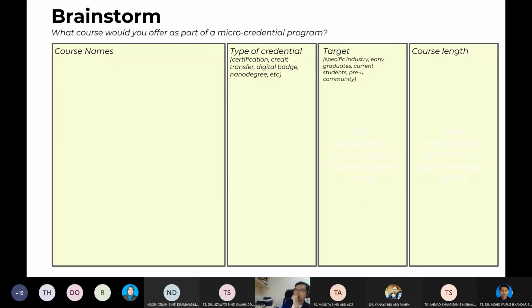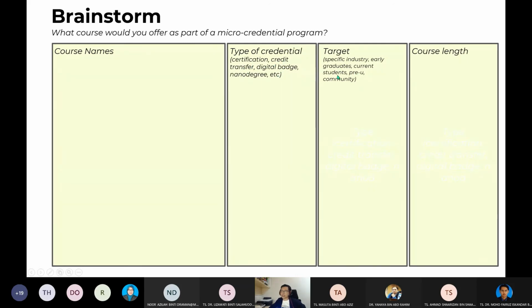Let's think about what course you would offer as part of a micro-credential program for UTAM. You can just throw ideas. This is a brainstorm. You don't need to really analyze it. Just brainstorm, and then maybe we can think about it later on. So let's think of course names. Just throw it out there. Course name, what you want to do. What credentials do we want to give the learners at the end of that course? Certification, credit transfer, digital badge, another degree.